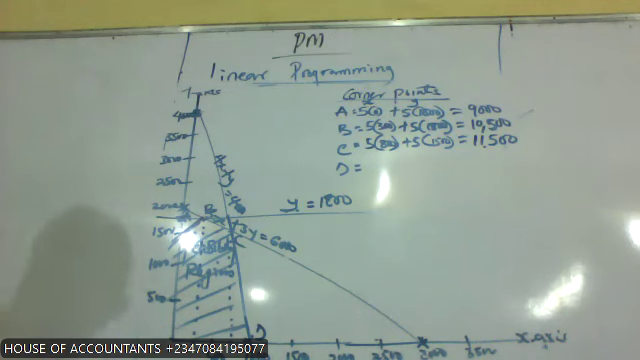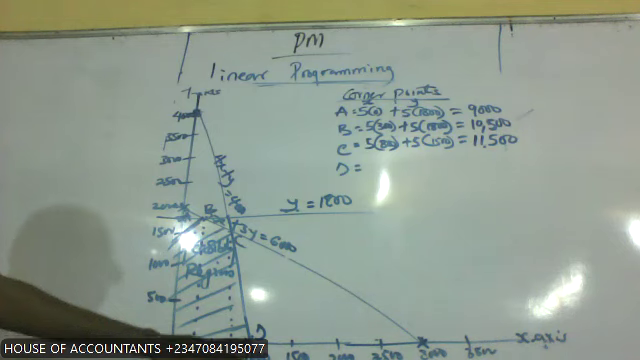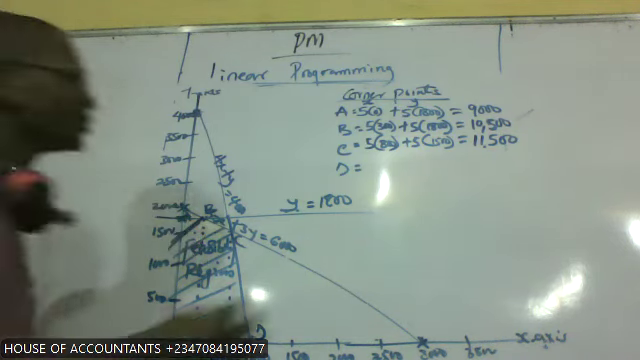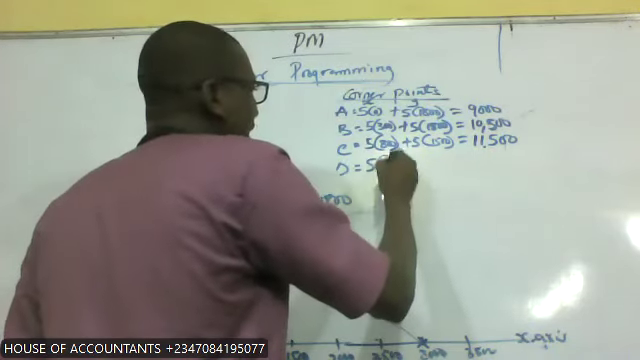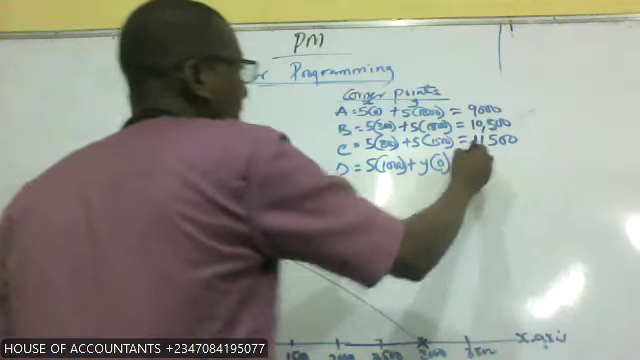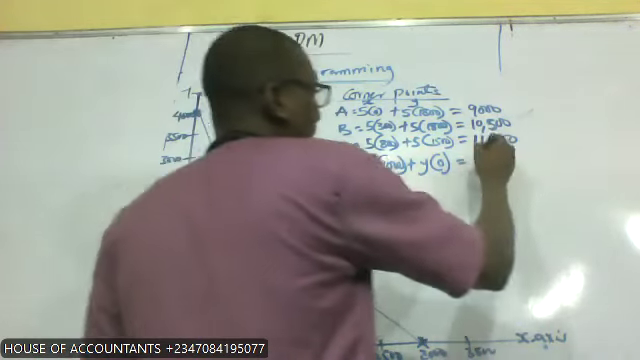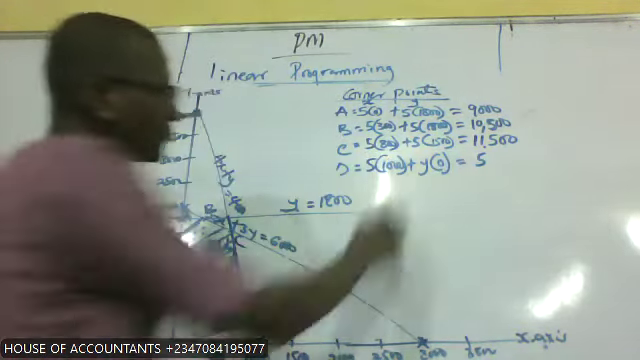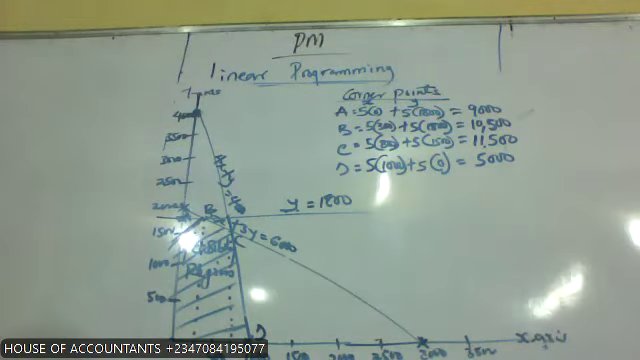For D, X equals what? 1,000. And Y equals 0. So X equals 1,000, Y equals 0. The total is 5,000.